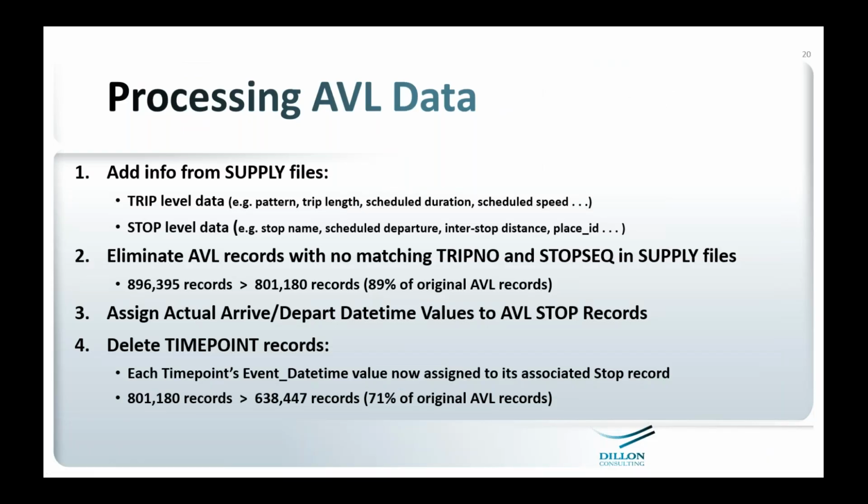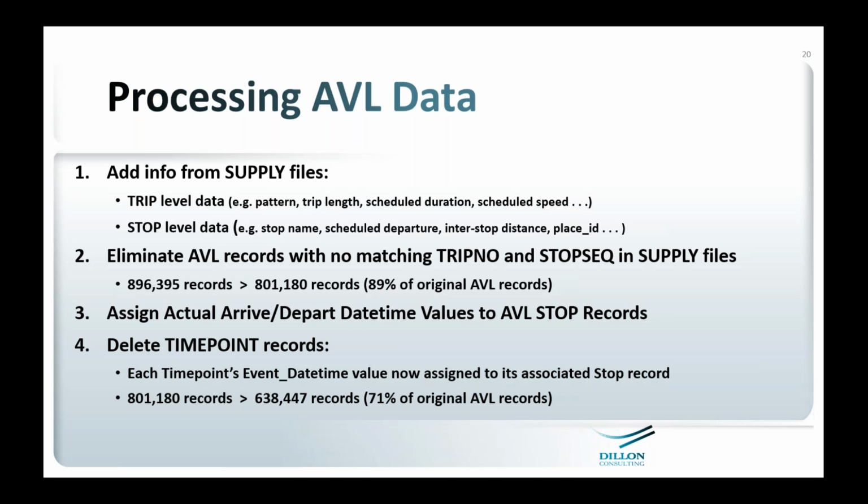So there's a lot of processing done. First of all, we had to add some information from the supply files, both from the trip level and from the stop level. And you see some of the typical types of variables that were added. And then when we did that, we found that there were some records that didn't match to the supply files because there was no matching trip number or stop sequence in the supply files, or vice versa. So that lost a little bit of data, about 11%. So we went from about 900,000 records to about 800,000 records.